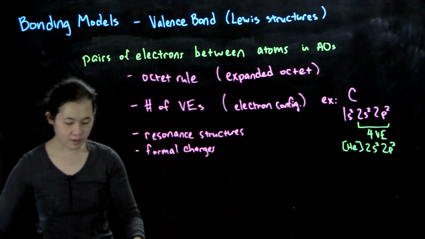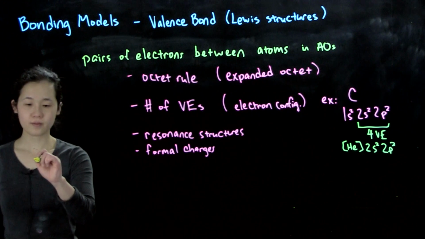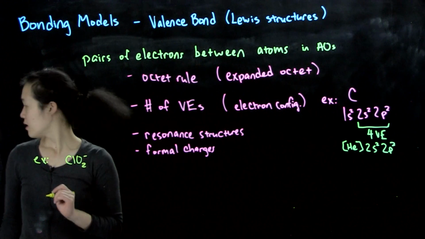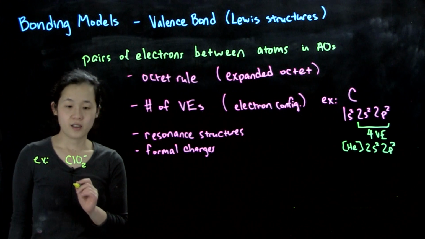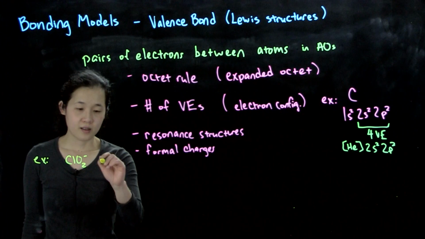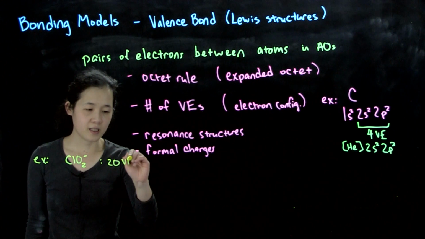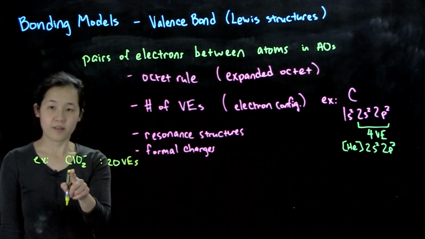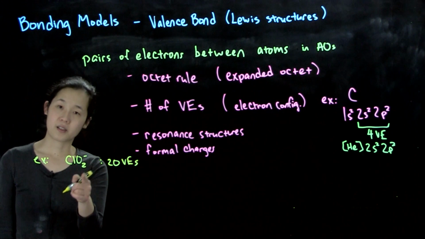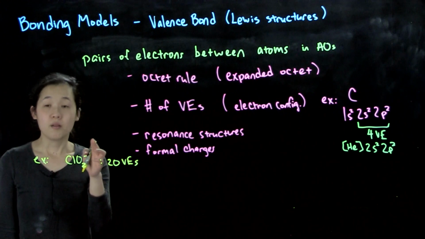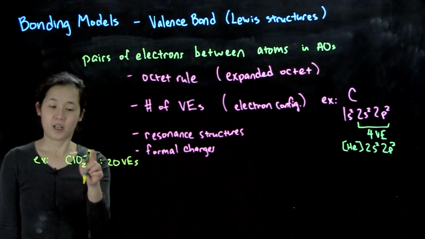Okay, so let's do an example. ClO2 minus, the chlorite anion. So this has 20 valence electrons, 20 VEs. And we know this because chlorine is in group 7 and oxygen is in group 6. So we have overall 19 electrons plus an additional electron for this 1 negative charge.